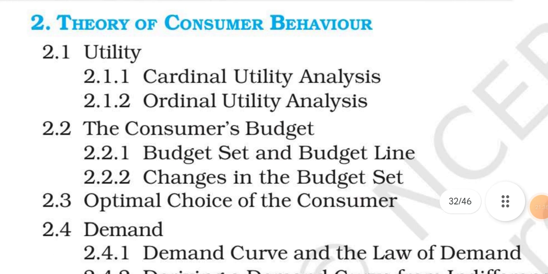2. Theory of consumer behavior. 2.1 Utility. 2.1.1 Cardinal utility analysis. 2.1.2 Ordinal utility analysis. 2.2 The consumer's budget. 2.2.1 Budget set and budget line. 2.2.2 Changes in the budget set. 2.3 Optimal choice of the consumer.